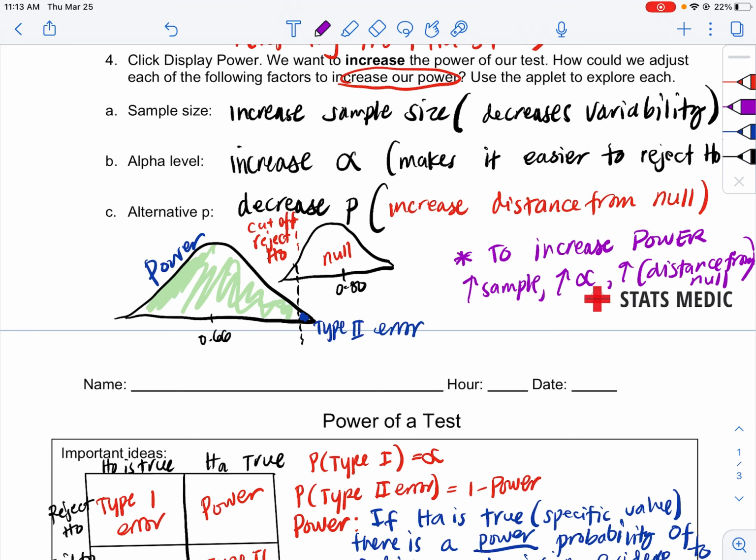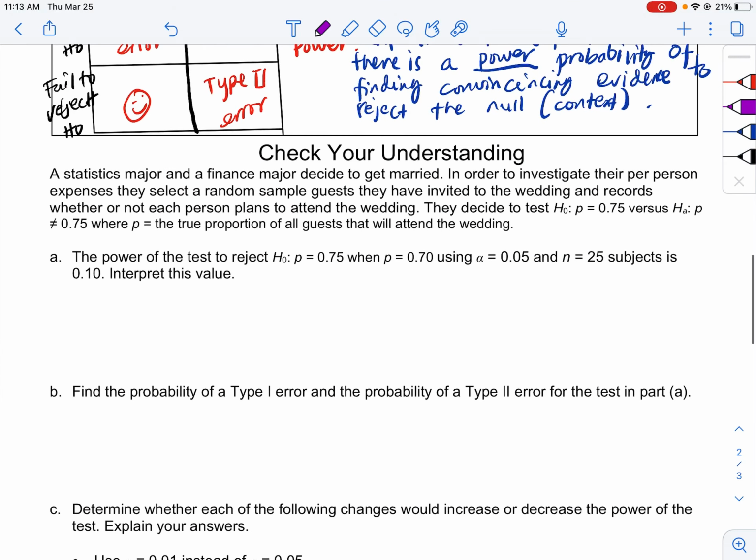Let's say, for example, my null claim is 80%, and my alternative is less than 80%. For my power to increase, I need to go further away to the left of 0.80. If it's the other way around, my null is 80% and my alternative is greater than 80%, then to increase the power, I have to go further away from the null, to the right of the null. Okay, I'm hoping that was not that bad.